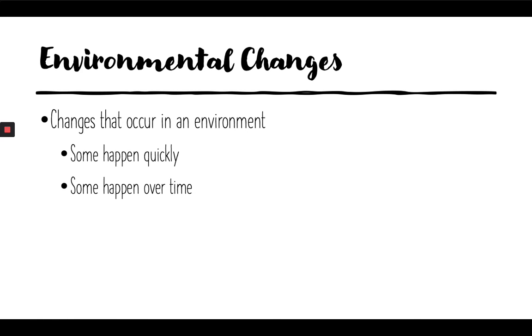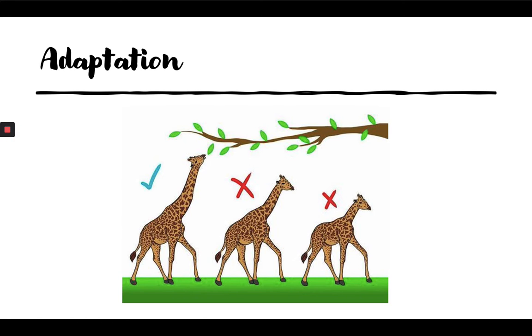So first, let's talk about the two types of changes. Ecosystem changes can be either short-term or long-term. Short-term changes happen quickly and long-term changes happen over time. And then here is a picture of adaptation that kind of explains how an organism who cannot adapt, such as the second and third giraffes, are unable to get food.